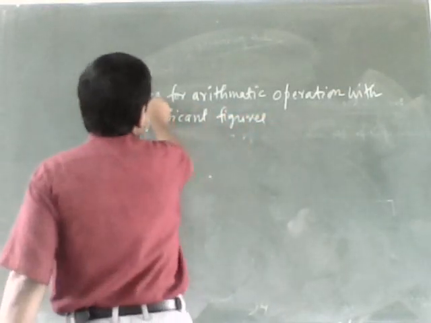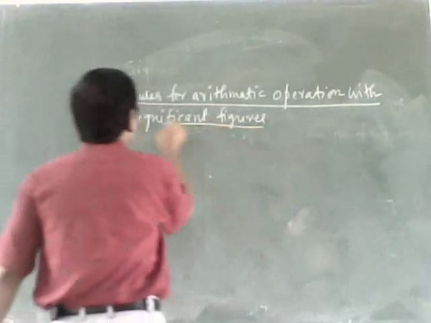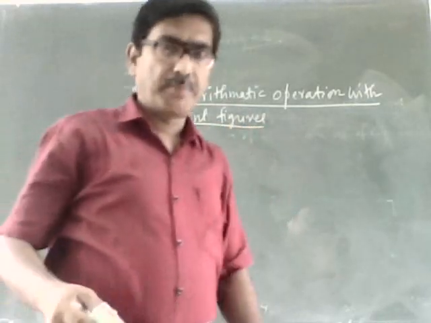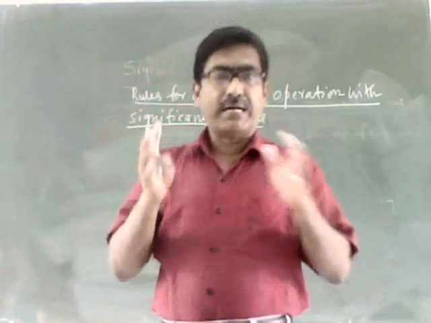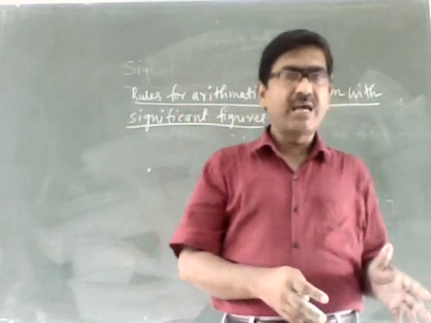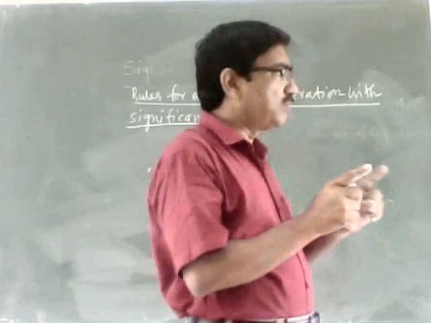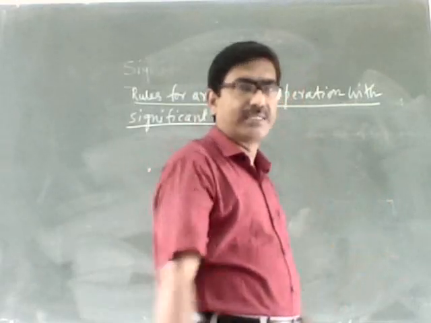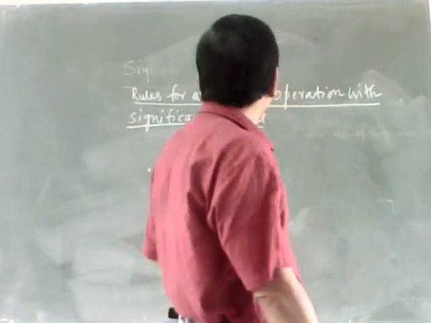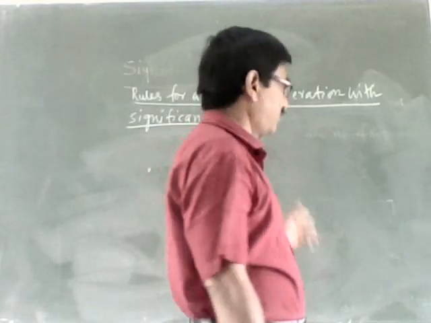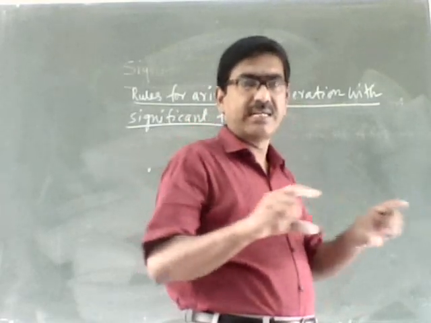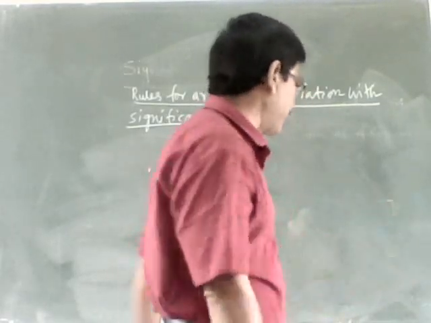With significant figures. So arithmetic operation means multiplication or division and addition or subtraction. If it is done with measurements of physical quantities, then what are the rules that you have to follow to write the final result? What do you have to write?